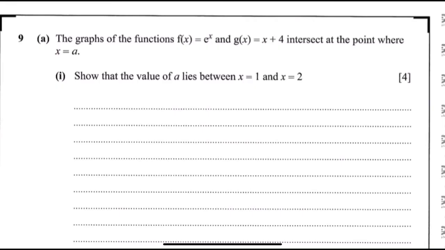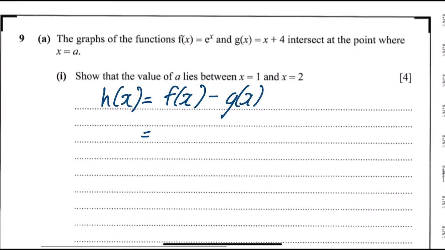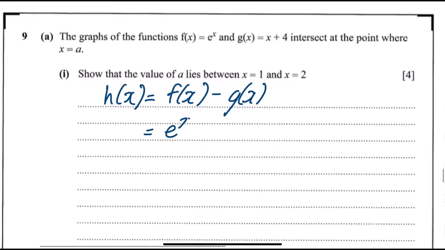Question 9 says the graphs of the function f of x equals e to the x and g of x equals x plus 4 intersect at a point where x equals a. Show that the value of a lies between x equals 1 and 2. So first of all, I'm going to find a new function h of x, and I'm just going to do it as being the f of x minus the g of x. So I'm going to write that out, see what that is. That's going to be e to the x minus x minus 4.